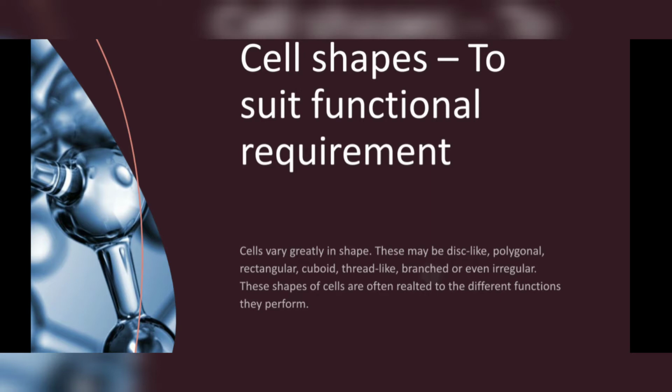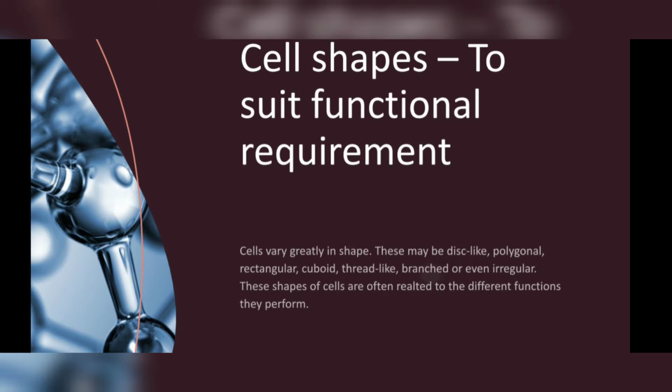Cells vary greatly in shape, meaning different cells have different shapes. There are many cells in our own body, in an animal structure or a plant structure. A lot of cells are there, and every cell is named differently. If they have different names, they would have different shapes, right? So they vary greatly in shape. Cells have very different shapes.